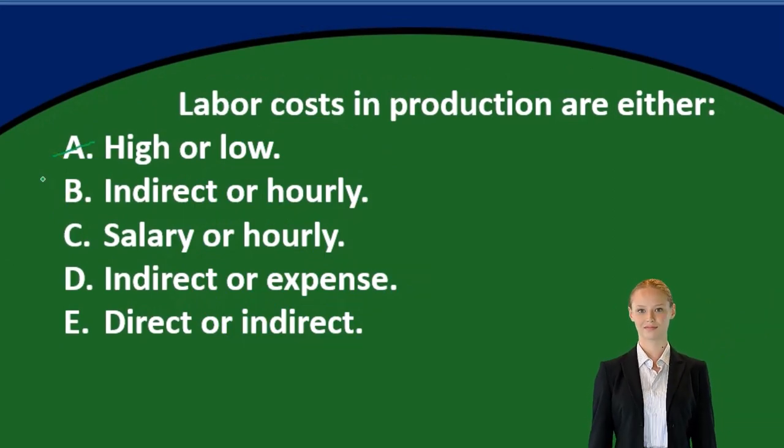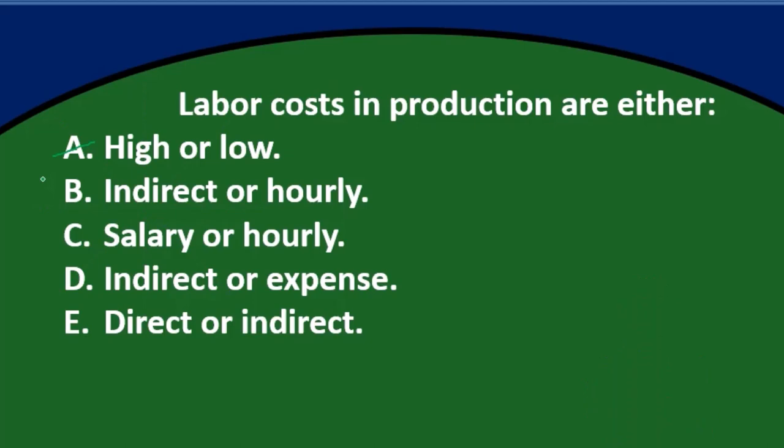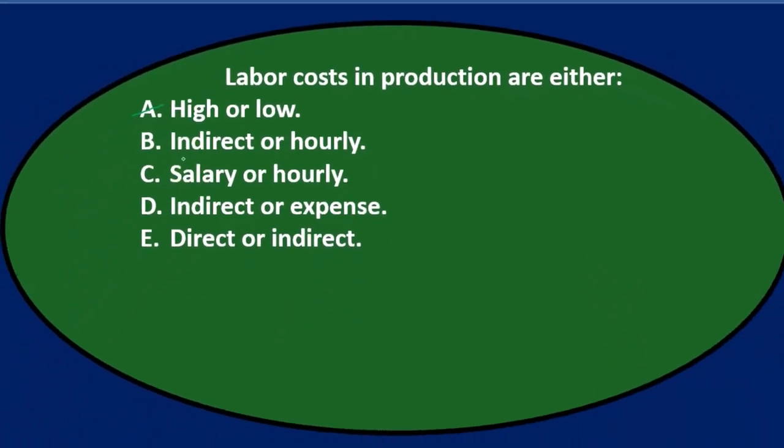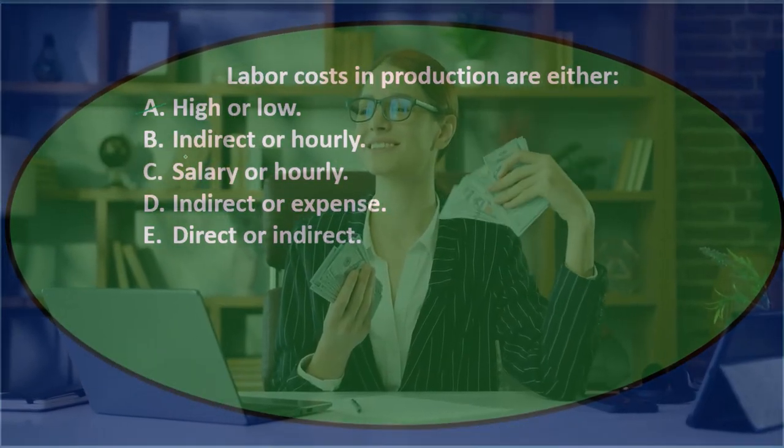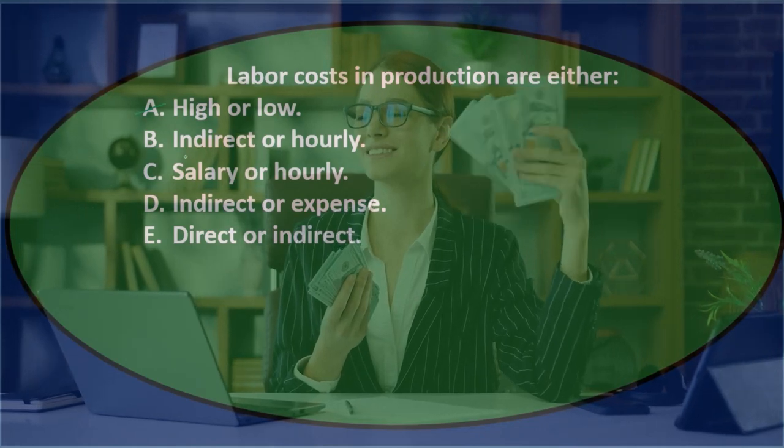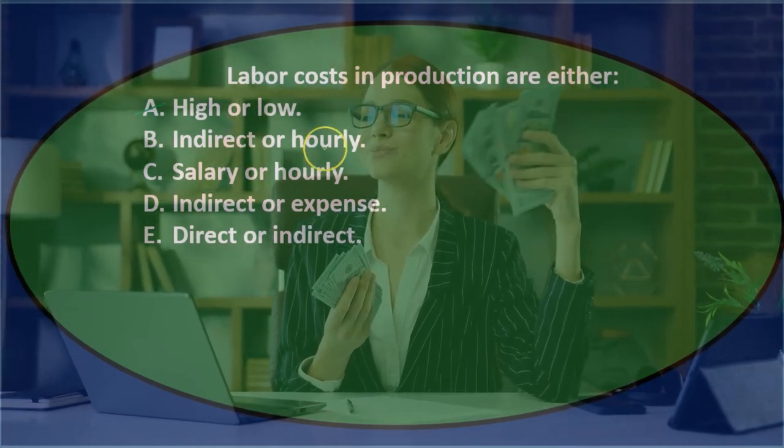So let's see. B says indirect or hourly. Those seem like two payroll terms. They are two payroll kind of terms, but they're not really contradictory, or they don't seem to match. Hourly is the type of wages.